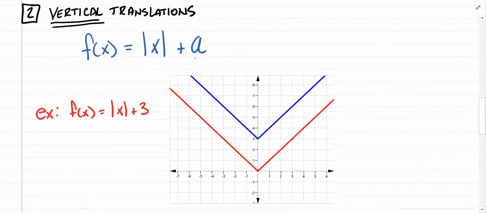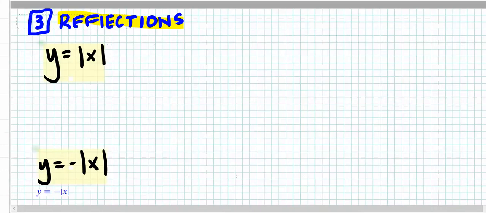So vertical translations for box 2. As an example here, f of x equals absolute value of x plus 3. This red graph that I have is the absolute value of x, and this blue graph is the absolute value of x plus 3. Notice that each point has been moved up 3 units, from the original 1, 2, and then 3. So vertical translations, when we add or subtract a number on the end of our function, will move the graph up or down that many places.